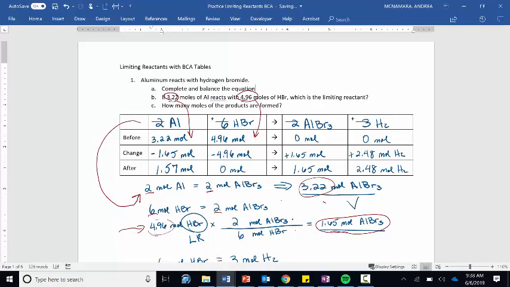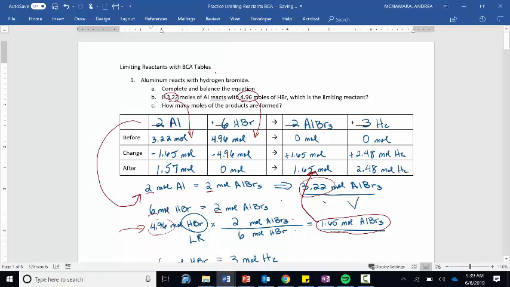1.65 moles is less than 3.22. So that means when I run out of hydrogen bromide, the reaction will stop. And it will stop when I have made 1.65 moles of aluminum bromide. Okay, so that is my limiting reactant, and that's the maximum amount of aluminum bromide that I'm going to be able to make. So that got filled in here. That's the amount of aluminum bromide that I can make.